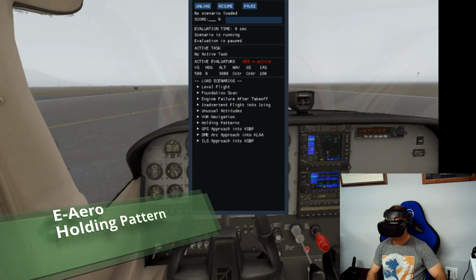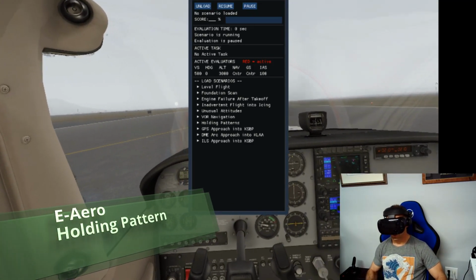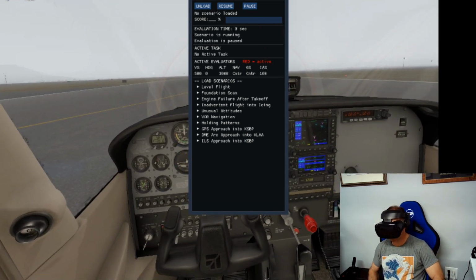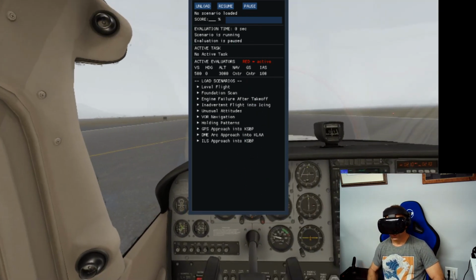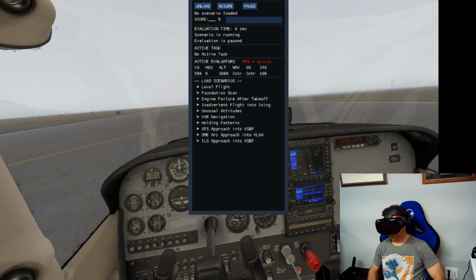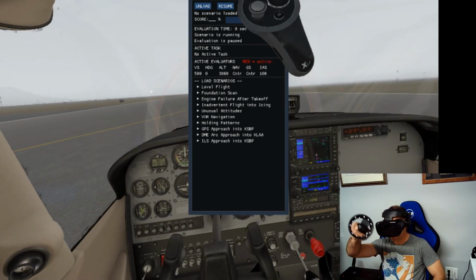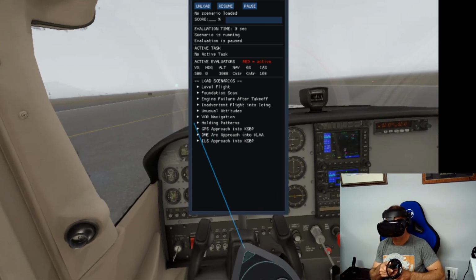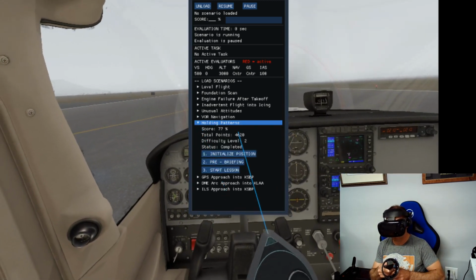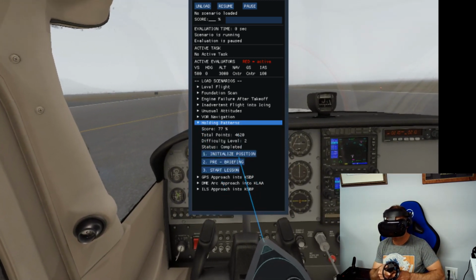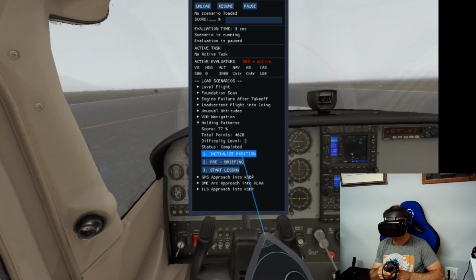Okay, folks, we're back in the 172, flying with the VR. I have the scenarios window in the plugins folder, so it automatically shows up right in front of me, locked to my headset. I'm just going to leave it there and load up the holding pattern one. Let's start out by initializing the position.